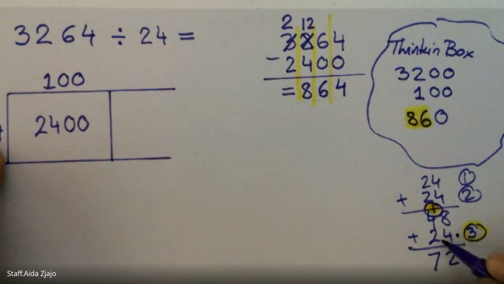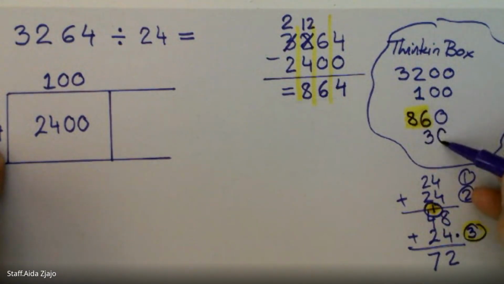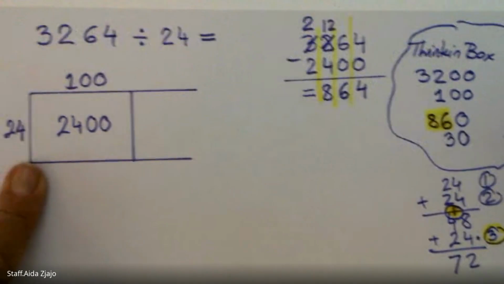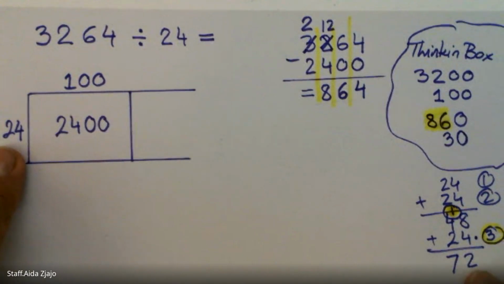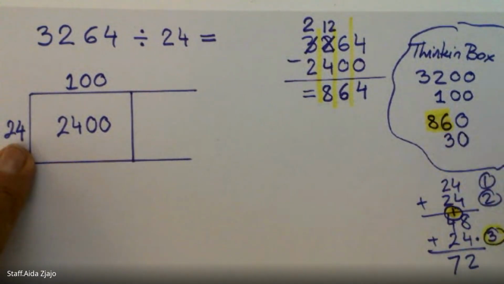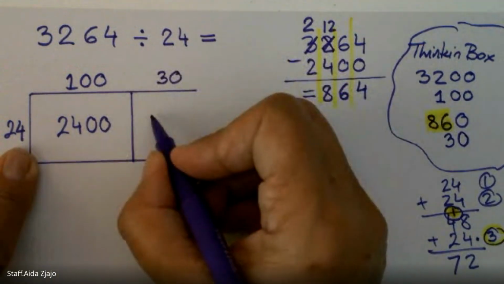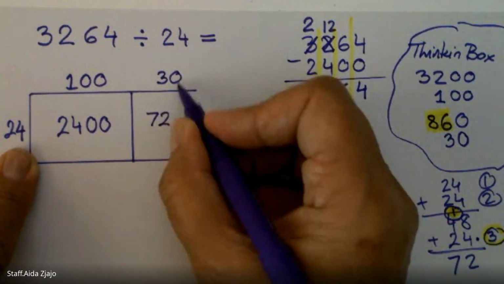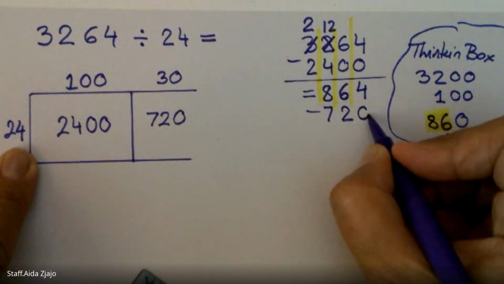So there is 3 24s. 3 times 24 is 72. So that's what I needed to go with 30, because 24 times 3 is 72, but 24 times 30 is 720, and that's the closest to that number, 860. So it's going to be 30. So 24 times 3 is 72, times 10 is 720. I'm subtracting 720.